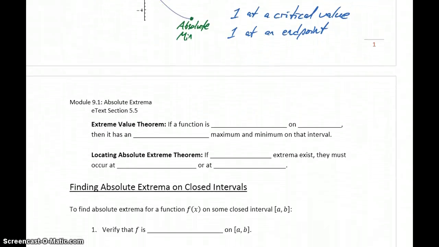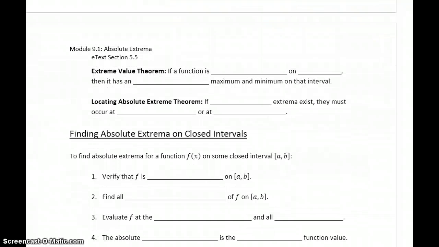So this leads us into a pair of theorems that we can use to identify and classify absolute extrema. The first is the extreme value theorem, which tells us that if a function is continuous on some closed interval from a to b, then it has both an absolute maximum and an absolute minimum on that interval. So any function that we're looking at on some closed interval, as long as it's continuous on that interval, is going to have both an absolute maximum and an absolute minimum.